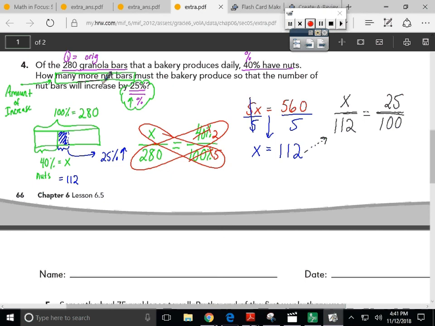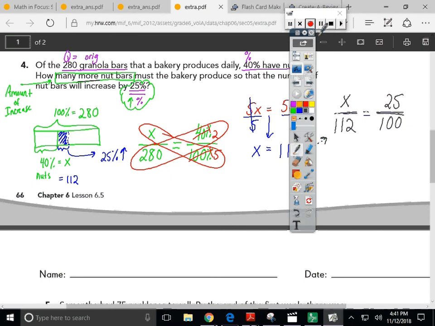Well, looking at my fraction here on the right, I see I can simplify. 25 and 100 become 1/4. There's cross products possible here with 4 times x, and it'll get you 4x, and 1 times 112 gets you 112. To isolate the variable, we're going to divide both sides, and we better divide by 4. So we'll give this a try. Well, I know 4 goes into 12 5 times, and 4 goes into 12 3 times.